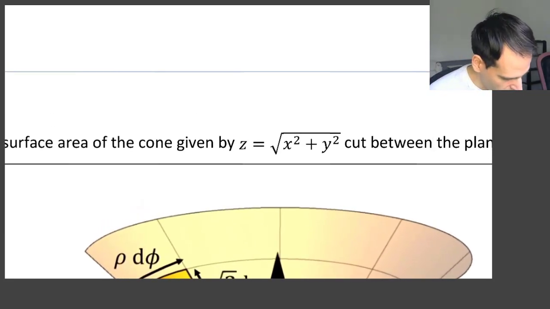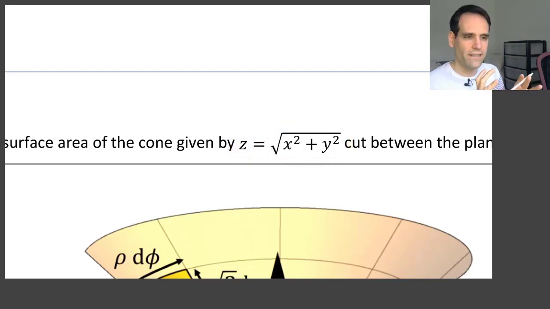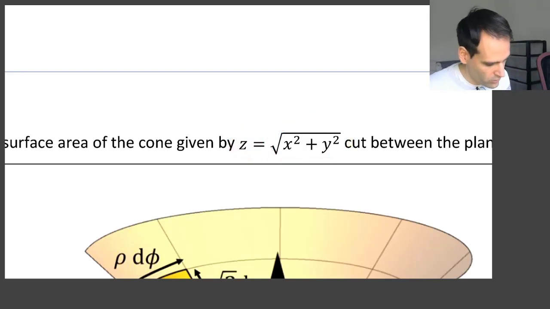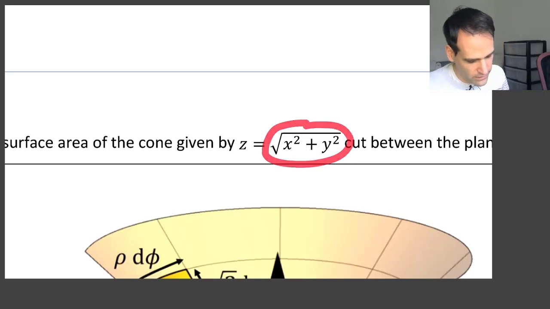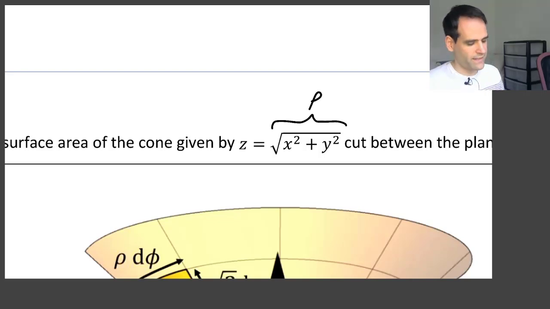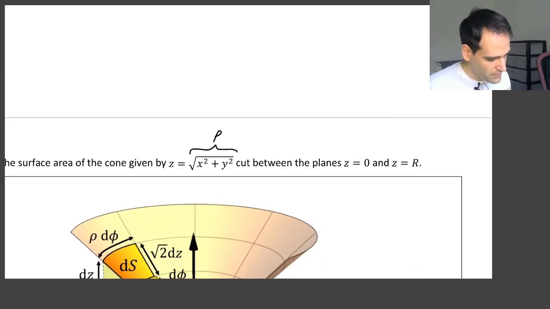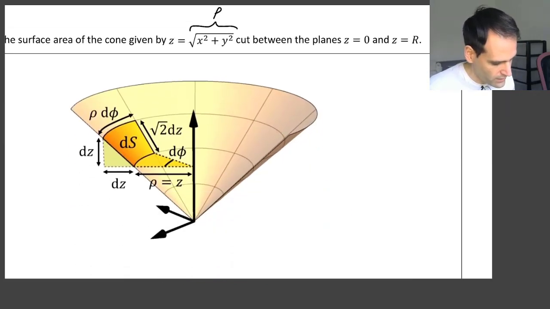So this surface, z equals square root of x squared plus y squared, might look ugly, but it's actually very simple. The square root of x squared plus y squared is simply equal to rho, the distance to the z-axis, okay? So this cone is simply z equals rho, between the planes z equals 0 and z equals r. So what does this mean?